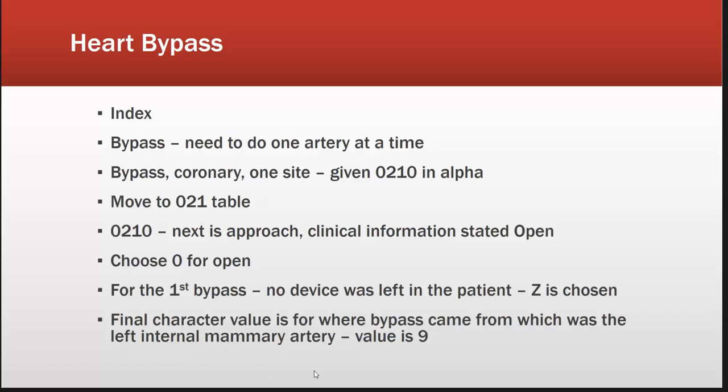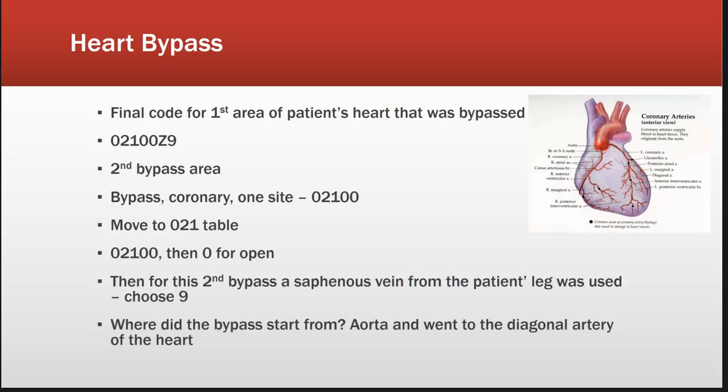And then for our bypass characters, where did it come from? In this case, on this table for this procedure, the last character value qualifier identifies where it came from. It came from the left internal mammary artery. Final code for that first route is 02100Z9. That's the LIMA, left internal mammary artery to the left anterior descending.